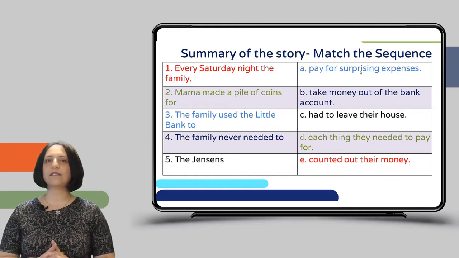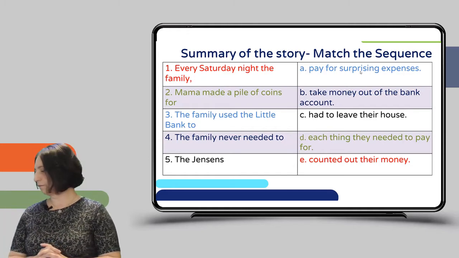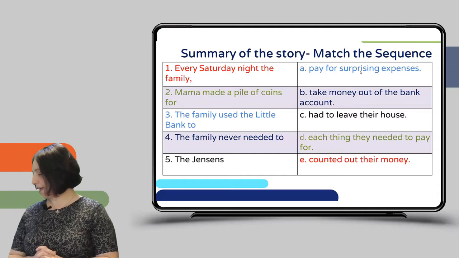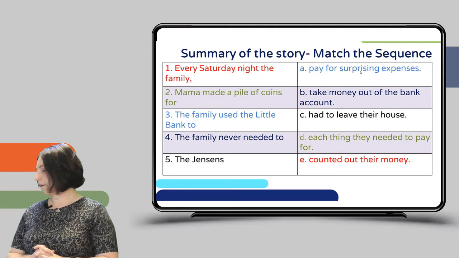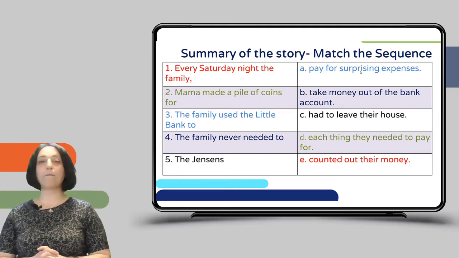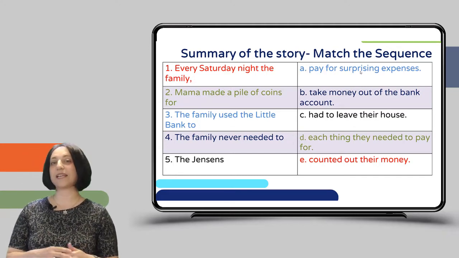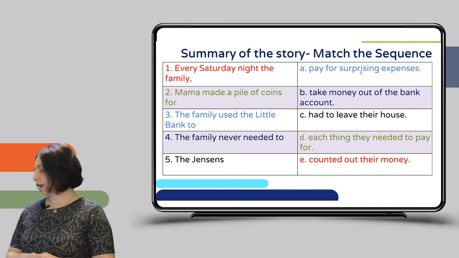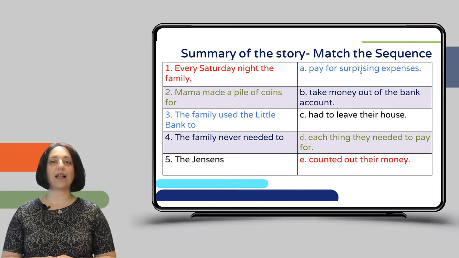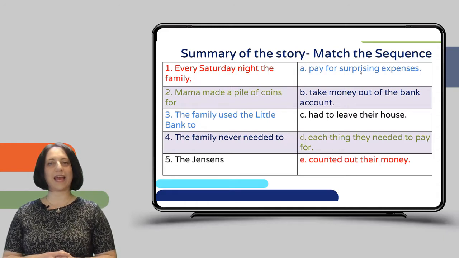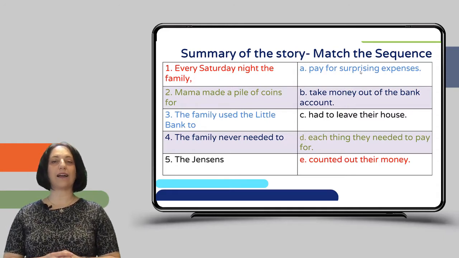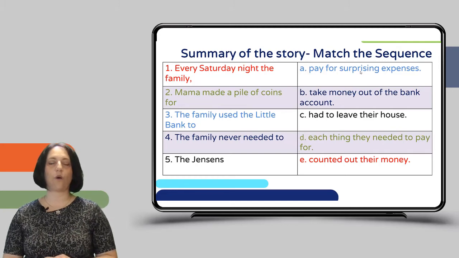All of these words you know, students. The family never needed to take money out of the bank account. Remember, because they had the little bank. The Jensens had to leave their house. And that was how we ended the first part of the story in lesson 1.